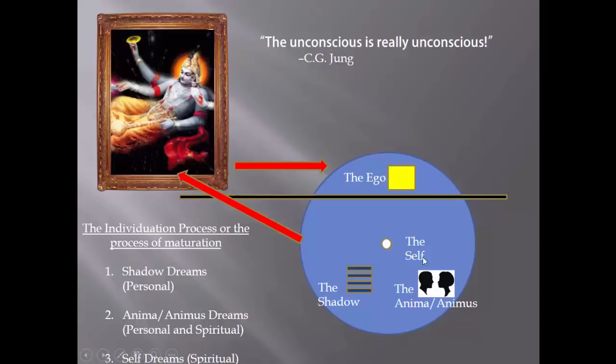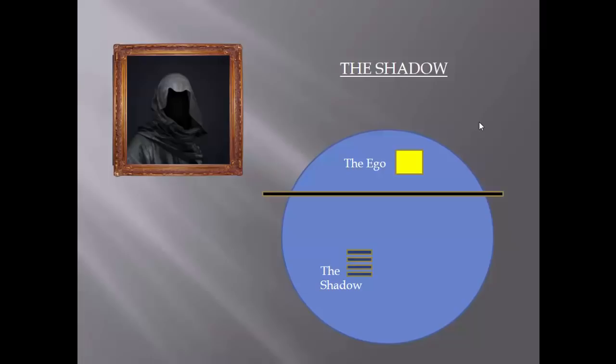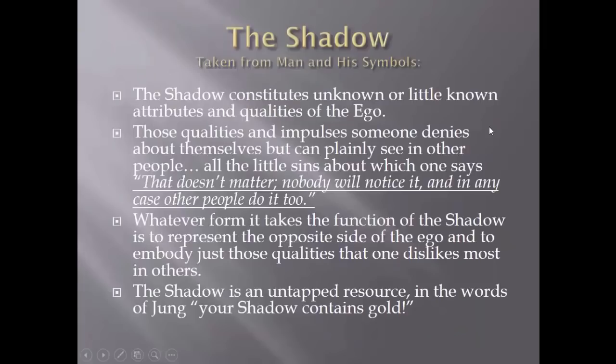So these are just some examples of projections that you will see of these psychological energies. So the first we'll deal with is the shadow archetype. And this is a presentation on the frightening or terrifying aspects of the unconscious. So the shadow constitutes unknown or little known attributes and qualities of the ego. Those qualities and impulses someone denies about themselves but can plainly see in other people. All the little sins about which one says that doesn't matter, nobody will notice it, and in any case, other people will do it too. Whatever form it takes, the function of the shadow is to represent the opposite side of the ego and to embody just those qualities that one dislikes most in others.